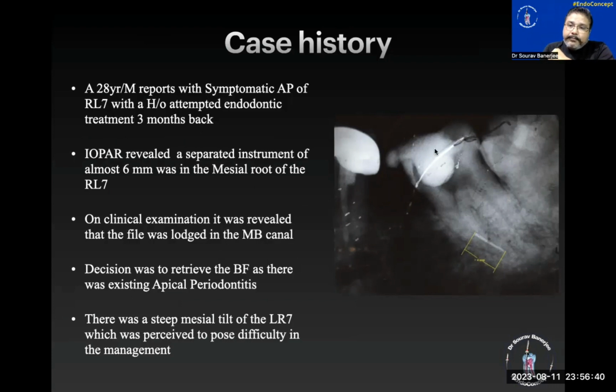The decision for retrieval was made because the patient was having apical periodontitis. One more thing that was appreciated in this radiograph was that the 6 was missing, and the number 7 tooth was quite mesially inclined and encroaching upon the missing space of 6. Initially we didn't think it was going to pose a lot of challenge. But as we proceeded with the treatment, we came to know that this mesial tilt was creating a lot of problems, and all of the procedures we subsequently did were to manage this tilt.